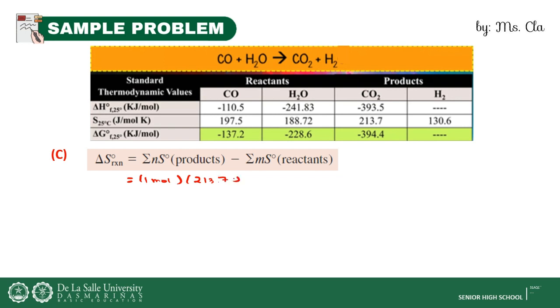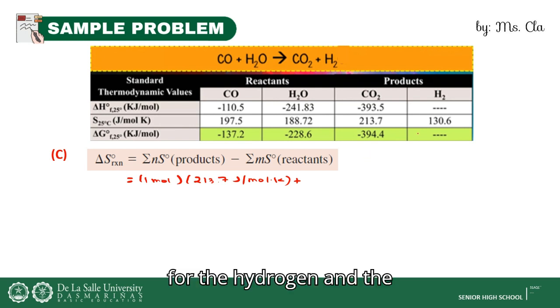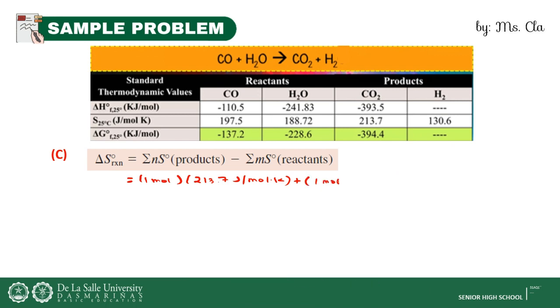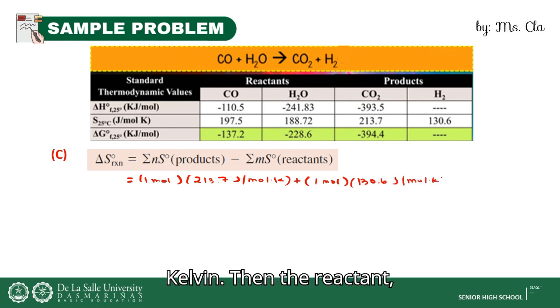213.7 joules per mole times Kelvin, plus 130.6 for the hydrogen and the coefficient, which is 1. So we have 1 mole of hydrogen and the value is 130.6 joule per mole times Kelvin.